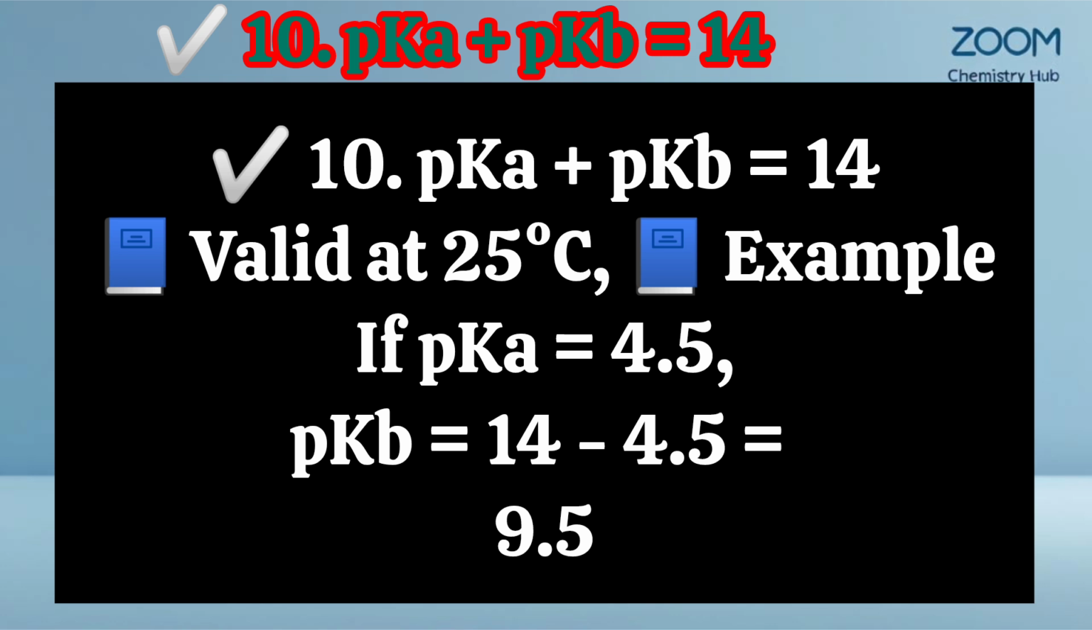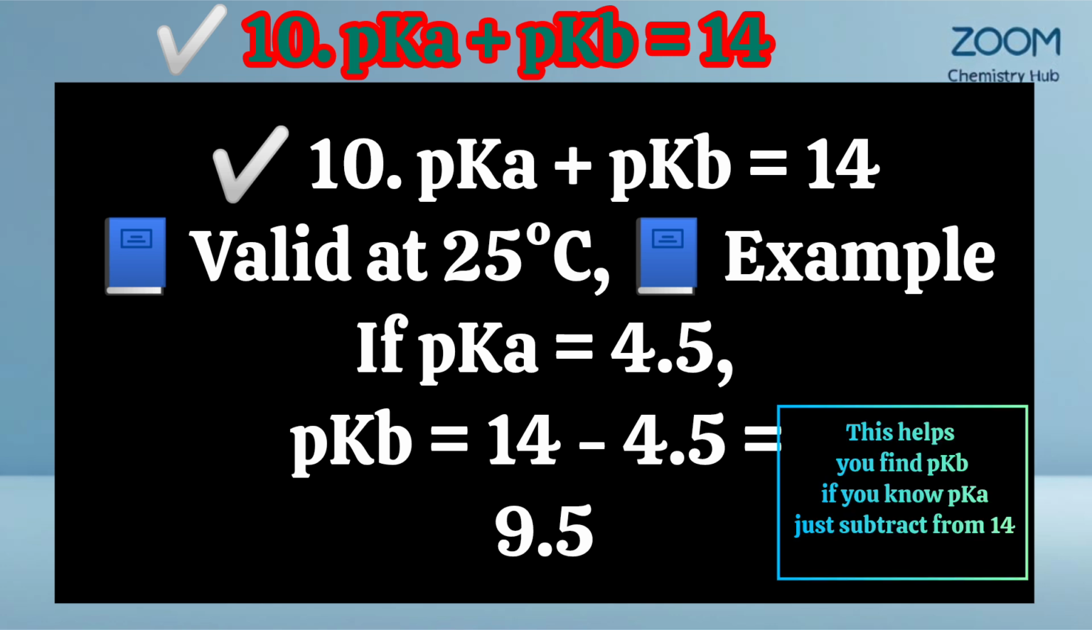Examples: if the pKa value is 4.5, what will be the pKb value? We know that pKa plus pKb is equal to 14, and if we have pKa value 4.5, then we will calculate the pKb value as 14 minus 4.5, that is 9.5. This helps you to find the pKb. If you know the pKa, just subtract from 14.